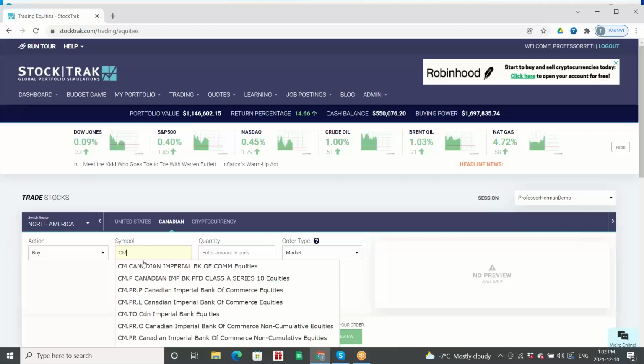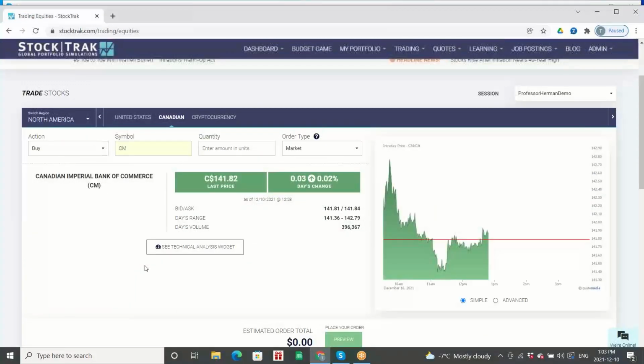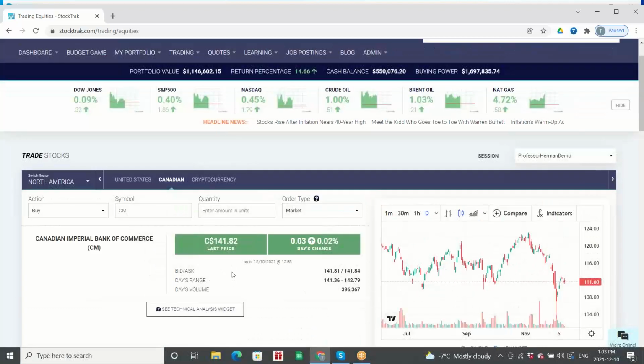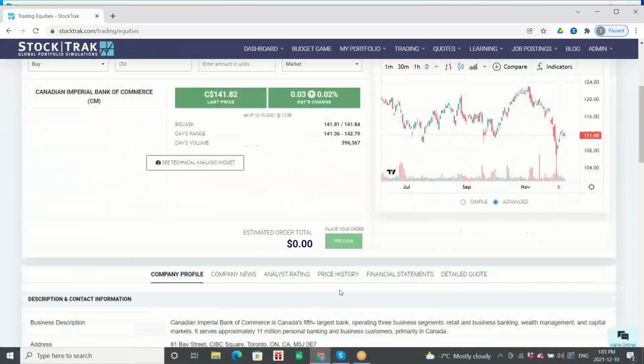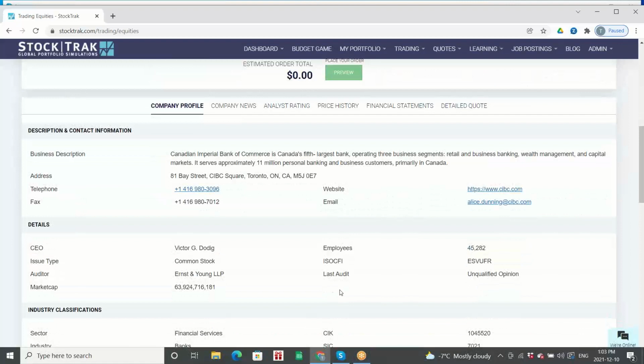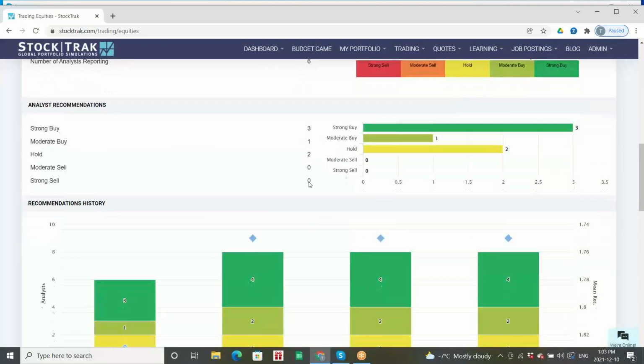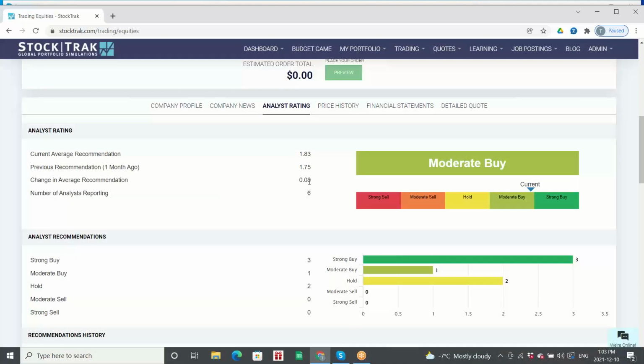As I put in the symbol, we could see Canadian Imperial Bank of Commerce. Thank you very much. Here's the chart for it. We could look at an advanced chart, which I tend to like a little bit better. So we've got all our information here right now. We see the bid, ask, day's range, day's volume. And at the same time, if we scroll on down here, I referred to research earlier in our conversation. We could see all of our information related to Canadian Imperial Bank of Commerce. If we wanted to see an analyst rating, we could see that it's placed as a moderate buy. And there's a whole bunch of metrics here that you can explore just prior to making that purchase.